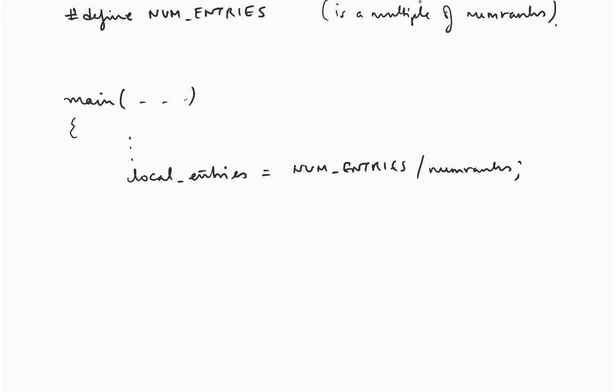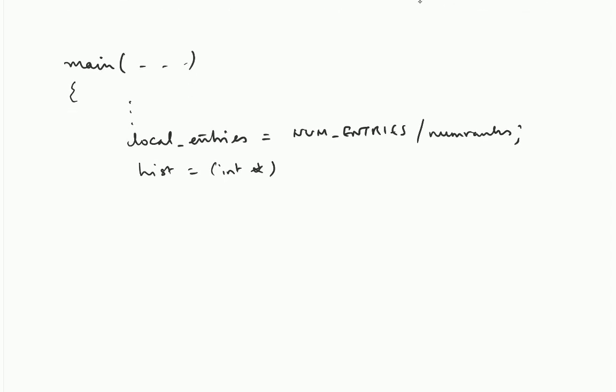So you go ahead and allocate this. So let's say hist is equal to int. Let's deal with integers only. Let's assume that all the data is integers, right? So you basically allocate size of int times the number of local entries, right?